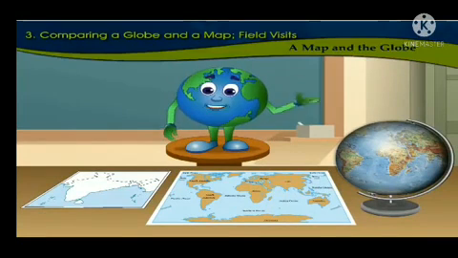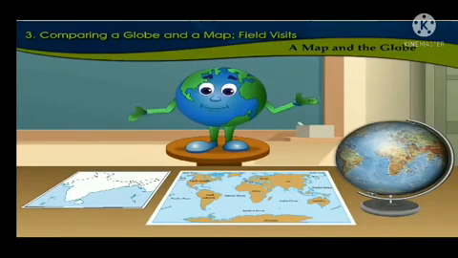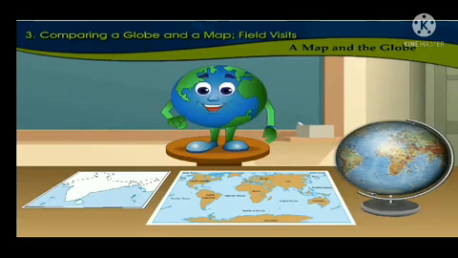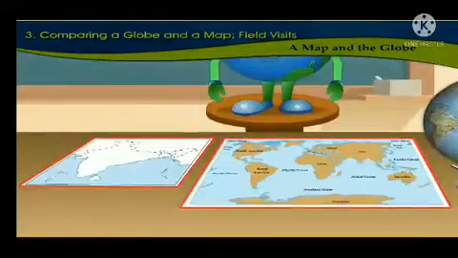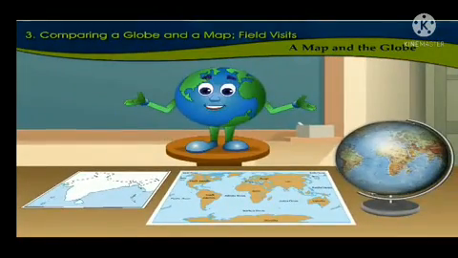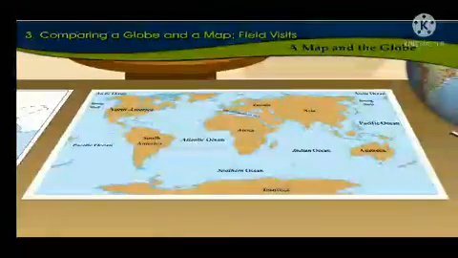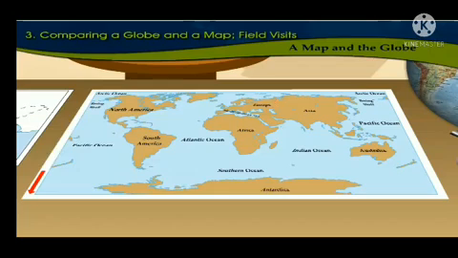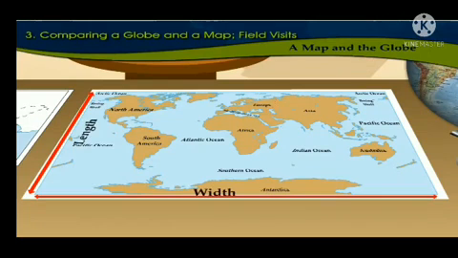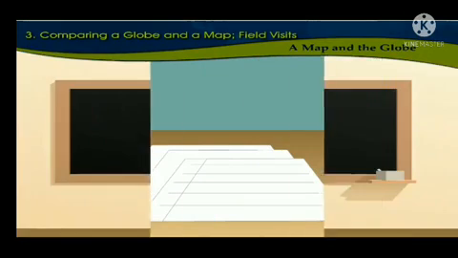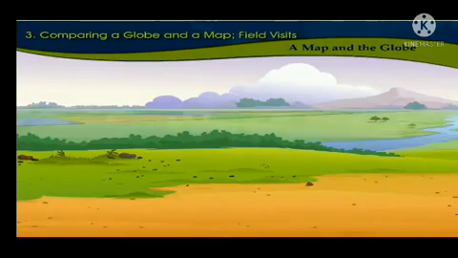A map and the globe. Do you know the dimension of map and the globe are different? Now let us learn about this in detail. The maps are two-dimensional. You must be wondering, what does two-dimensional mean? Two-dimensional objects have two dimensions, that is length and the width. The product of length and width forms its area. For example, paper, blackboard, land, etc.